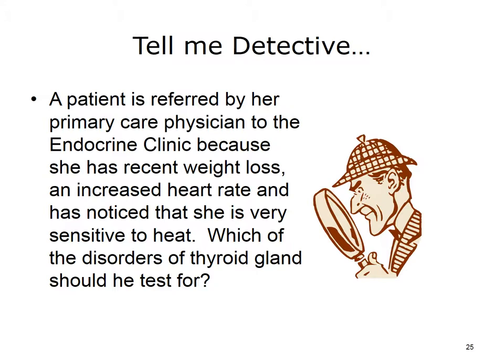Did you guess hyperthyroidism? Hyperthyroidism occurs when your thyroid is too active. It makes more thyroid hormones than your body needs. That condition is referred to as hyperthyroidism. The symptoms include weight loss, increased heart rate, and sensitivity to heat.